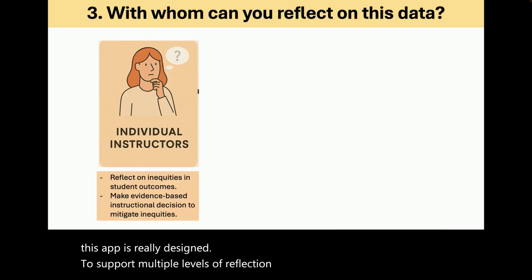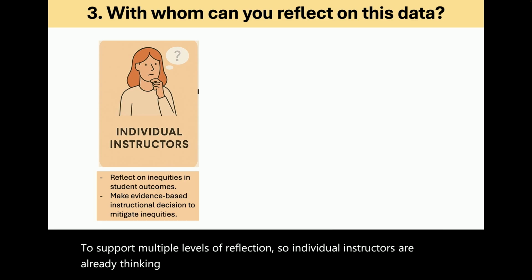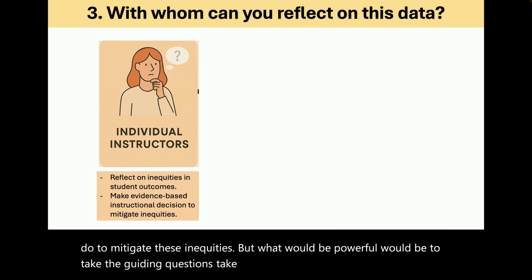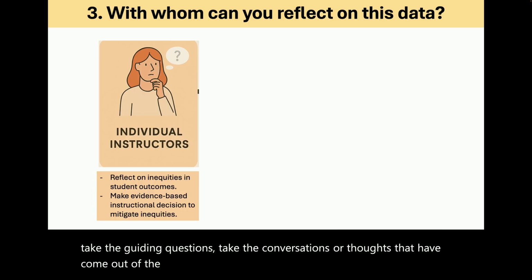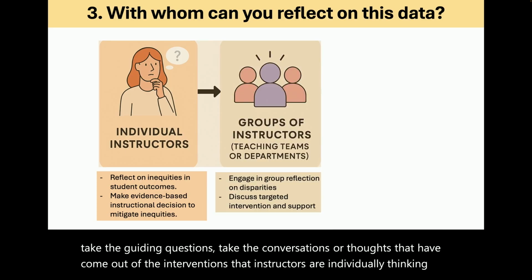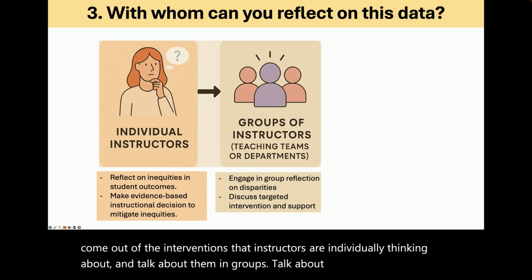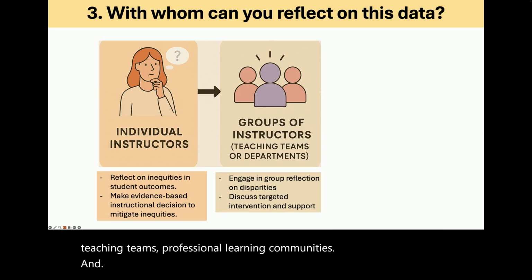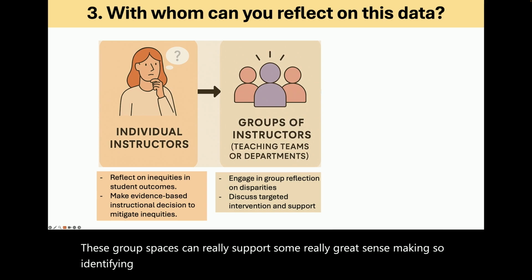Individual instructors are already thinking about the kind of inequities they're seeing and what they can do to mitigate these inequities. But what would be powerful would be to take the guiding questions, take the conversations or thoughts that have come out of the interventions that instructors are individually thinking about, and talk about them in groups. Talk about them in departments, teaching teams, professional learning communities. These group spaces can really support some great sense making: identifying patterns, aligning across course sections, offering peer support, mentorship.